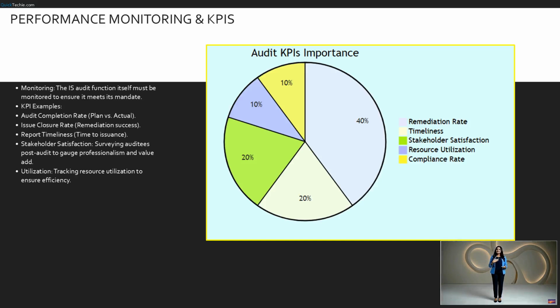This chart visualizes a balanced scorecard for audit KPIs. While timeliness and utilization matter, the biggest slice is remediation rate. An audit that finds issues but doesn't lead to fixes has low value. Satisfaction and compliance also play critical roles in the overall quality picture.